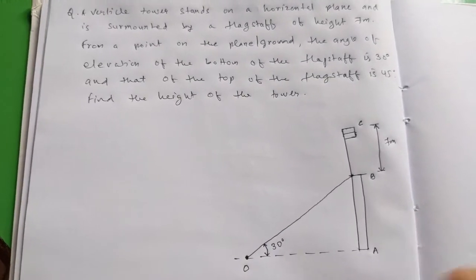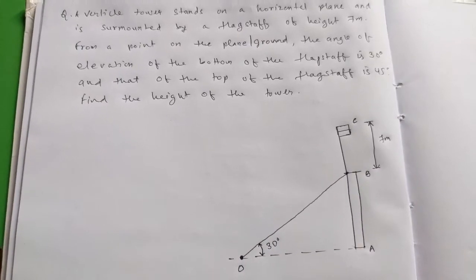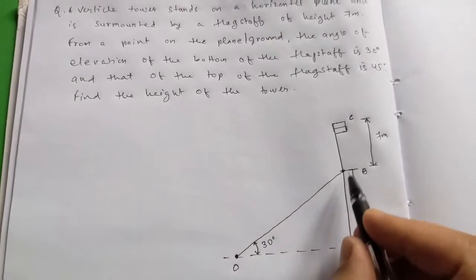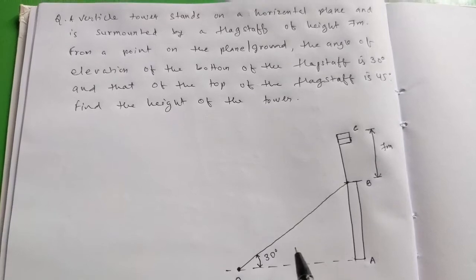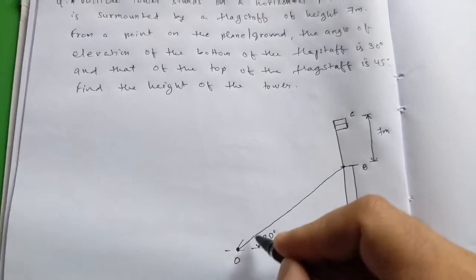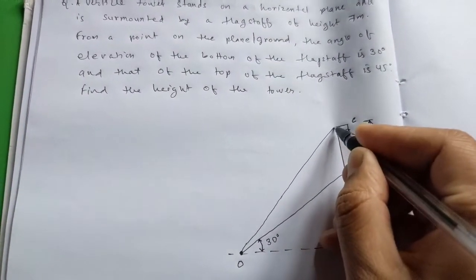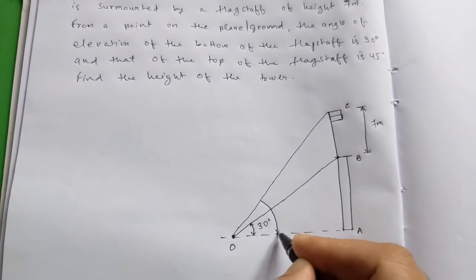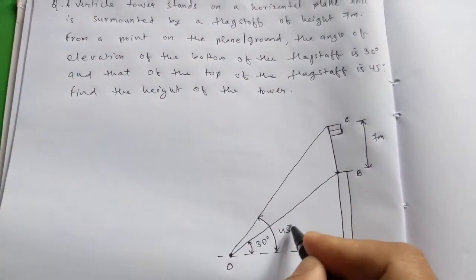Next, that of the top of the flagstaff. Two angles of elevation are given. The first one is the angle of elevation of the bottom of the flagstaff, which is 30 degree, and the second one is the angle of elevation of the top of the flagstaff, which is also given, that is 45 degree. So this is 45 degree.